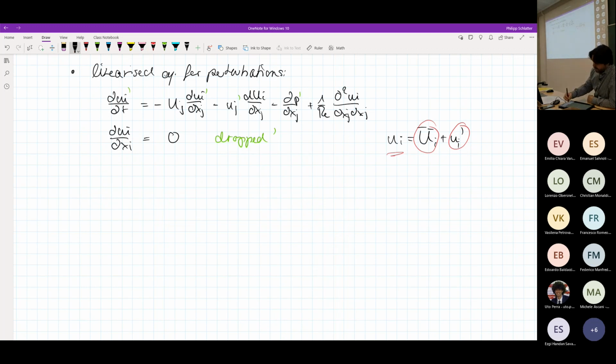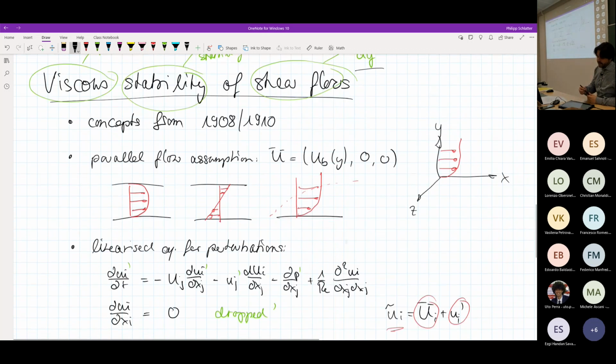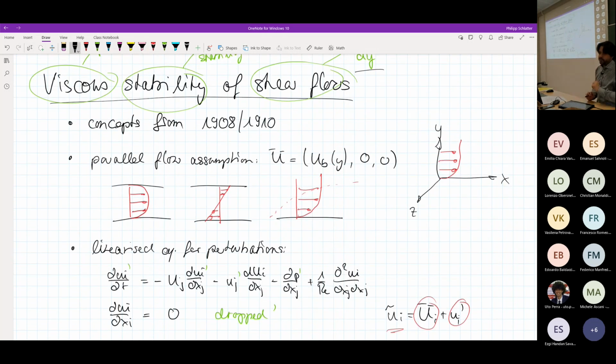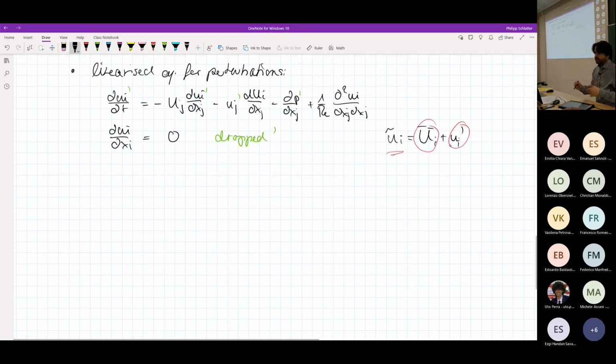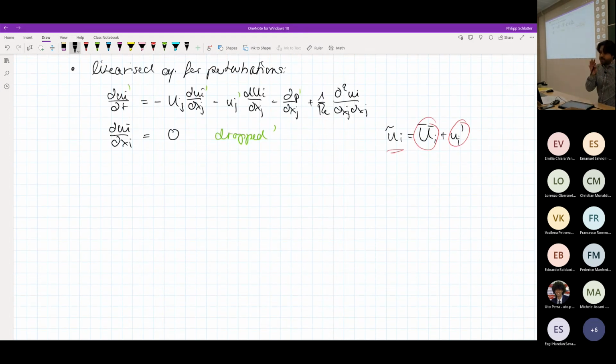So perhaps it would be better if this had a different notation. But as I said, it's common in the literature. The reason actually is not just laziness. It's also because, of course, the base flow is only a function of one variable, so the derivative of the base flow can then be written with a prime. And if you would keep the primes here, then you would mix up the primes from the disturbance with the primes from the derivative.